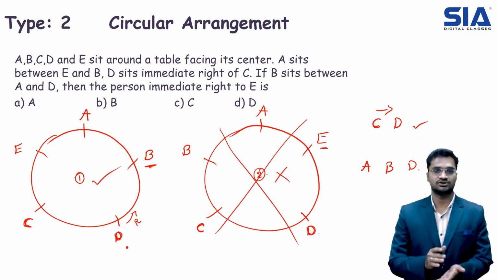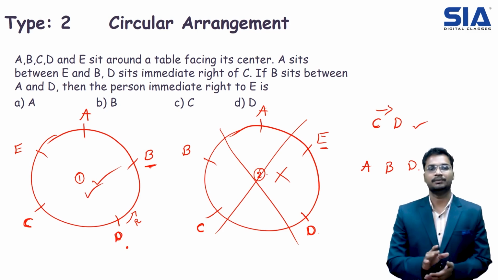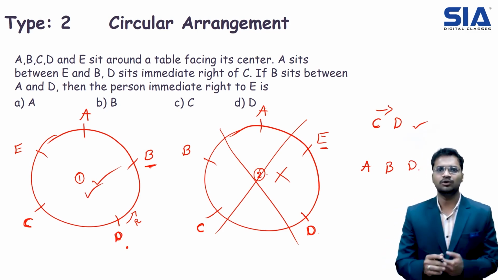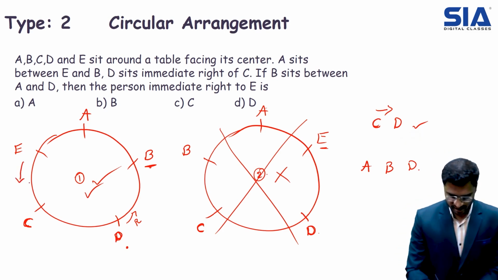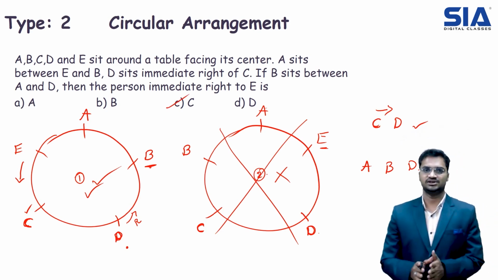So our answer is this arrangement. The question he asked is the person sitting immediate right of E. So immediate right of E, who is sitting? To the immediate right of E, the person C is sitting. So our answer is option C.